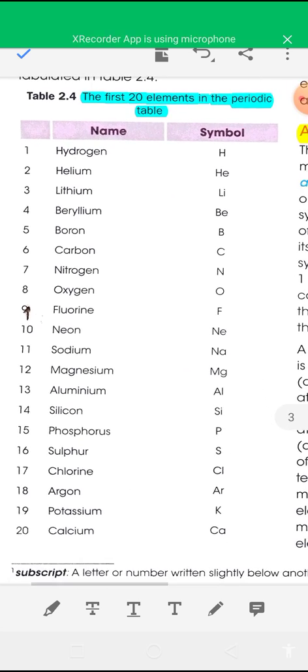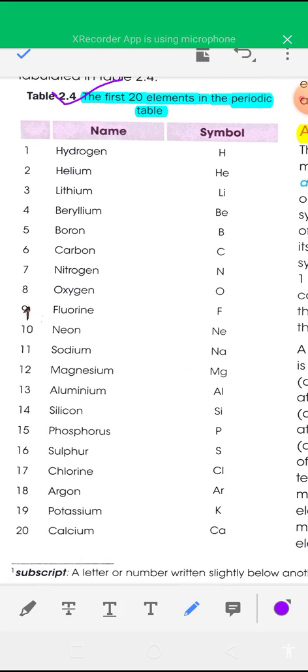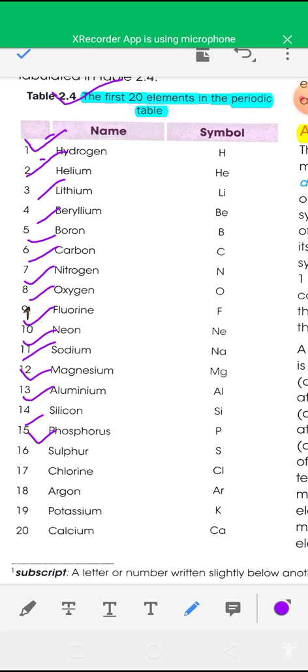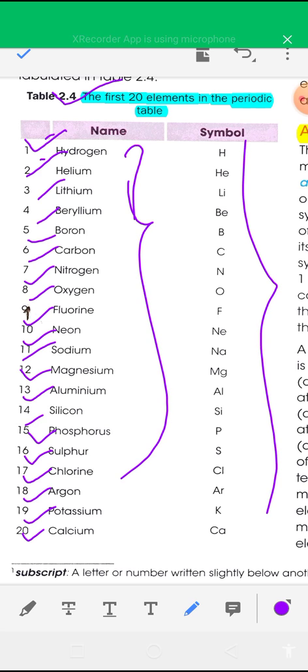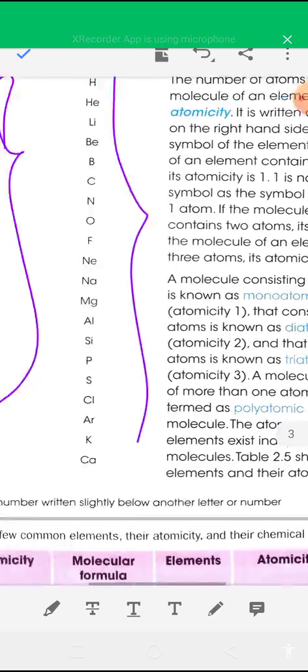The list of first 20 elements in the periodic table is given here. You have to remember like this: hydrogen, helium, lithium, beryllium, boron, carbon, nitrogen, oxygen, fluorine, neon, sodium, magnesium, aluminium, silicon, phosphorus, sulfur, chlorine, argon, potassium, and calcium. These are the first 20 elements in the periodic table, and their symbols are also given, okay.